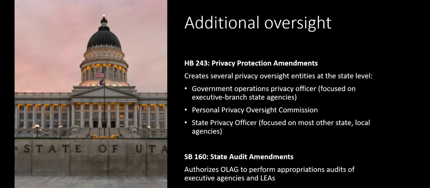Another bill, Senate Bill 160, State Audit Amendments, authorizes the Office of the Legislative Auditor General, or OLAG, to perform appropriations audits, and it specifically says of executive agencies and local education agencies. A lot of this had to do with the idea that the legislature is allocating funds and wants to have its own independent verification of how those funds are used.